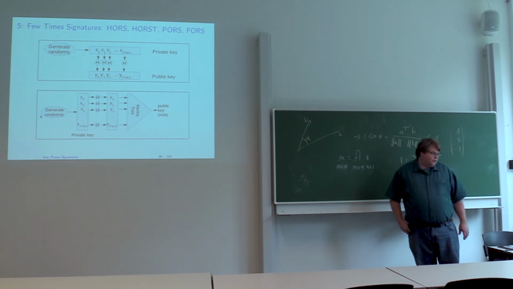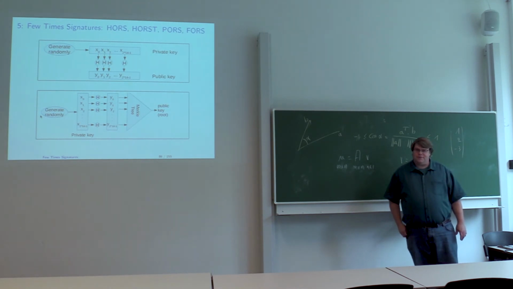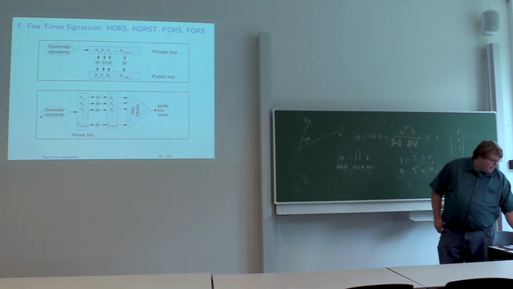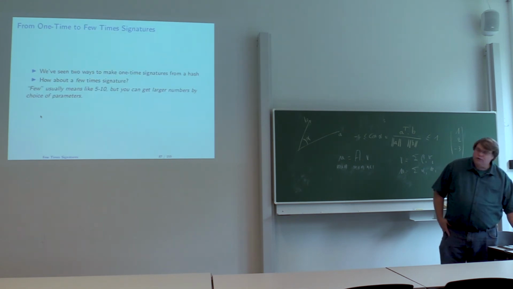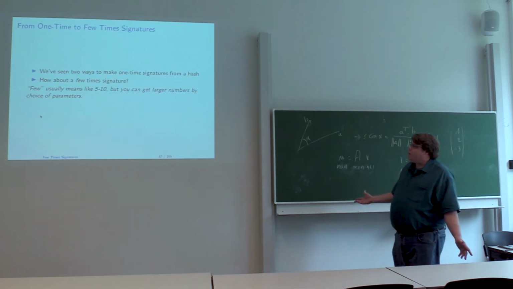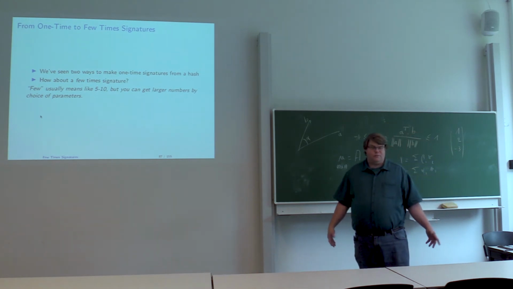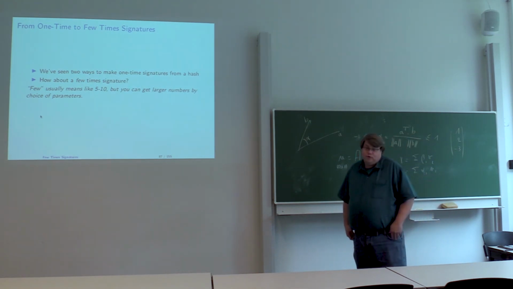So, this might be something that is new to more of you. These are few-time signatures. This is HORS, FORS, and so on. I love the names here. These are all based on the same idea. So I've told you how we can make a one-time signature from a hash function. It's pretty easy. I gave you two ways to do it.